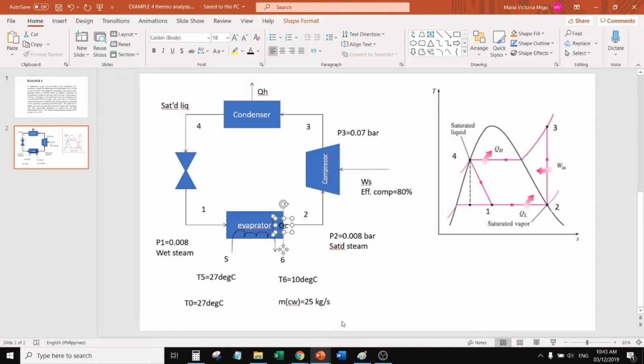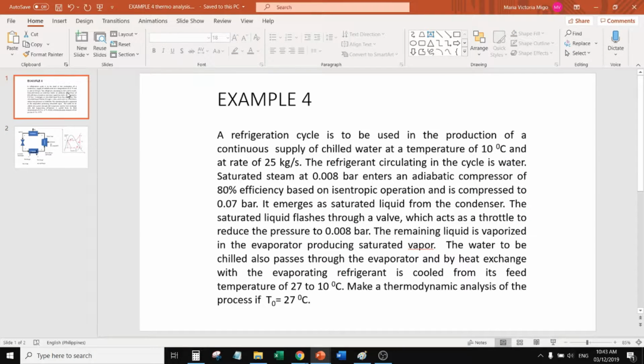Hey, hi class. Let's solve the last problem for the thermodynamic analysis exam. So this is the problem. We already read this during the class.